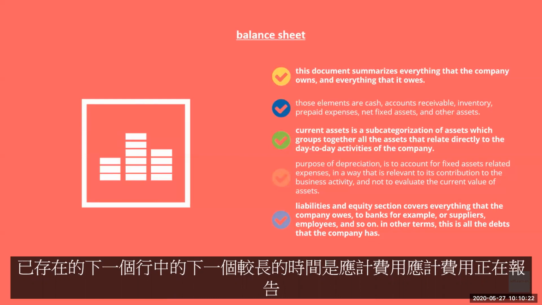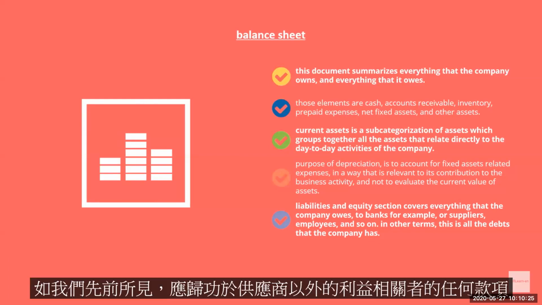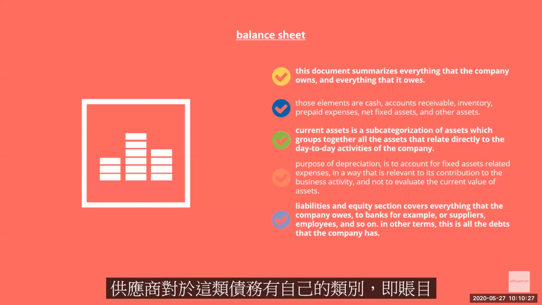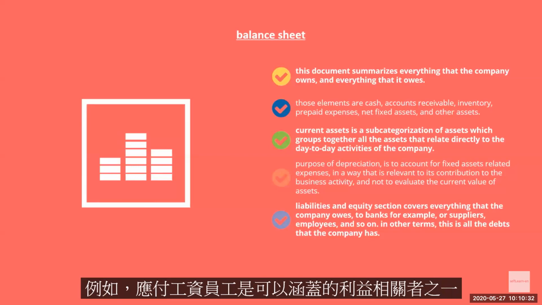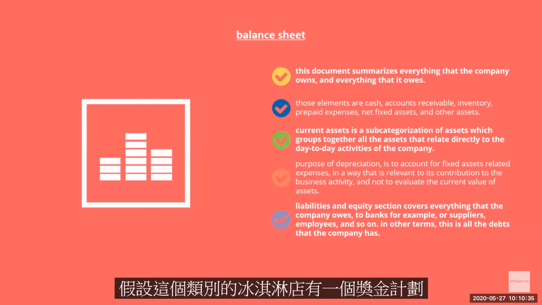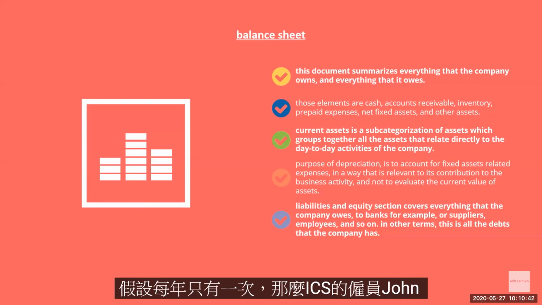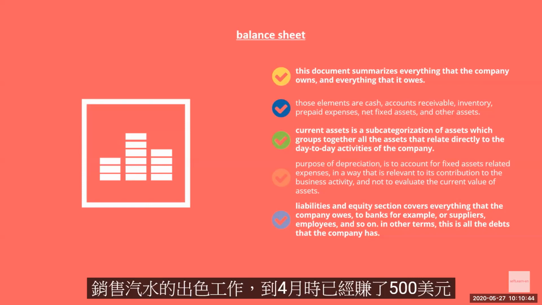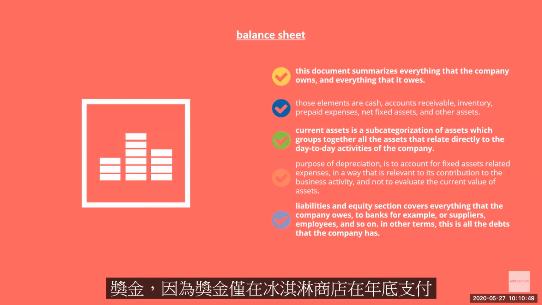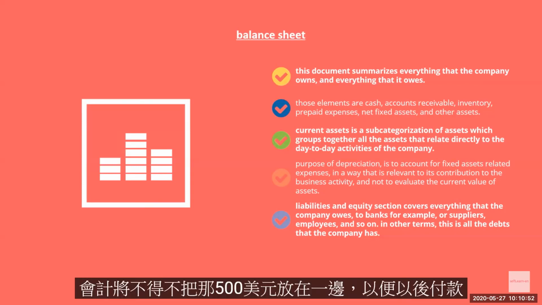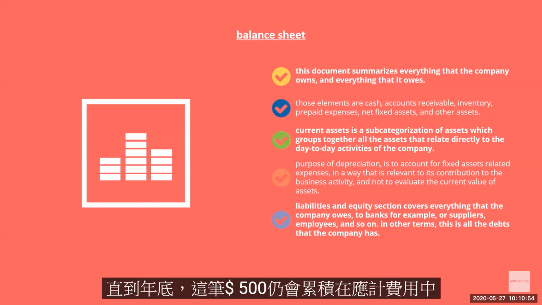Accrued expenses is reporting any money that is due to stakeholders other than suppliers. As we saw earlier, suppliers have their own category for that type of debt, which is accounts payable. For example, an employee is one of the stakeholders that can be covered by this category. Let's say the ice cream shop has a bonus plan in place to motivate its employees to sell soft drinks. And let's say the bonus is paid only once a year. Let's imagine then that John, an employee of the ICS, has made a terrific job selling soft drinks and by April has already earned $500 worth of bonus. As the bonus will be paid only at the end of the year, the ice cream shop accountant will have to put those $500 on the side for a later payment. Until the end of the year, the $500 will be placed in the accrued expenses category.